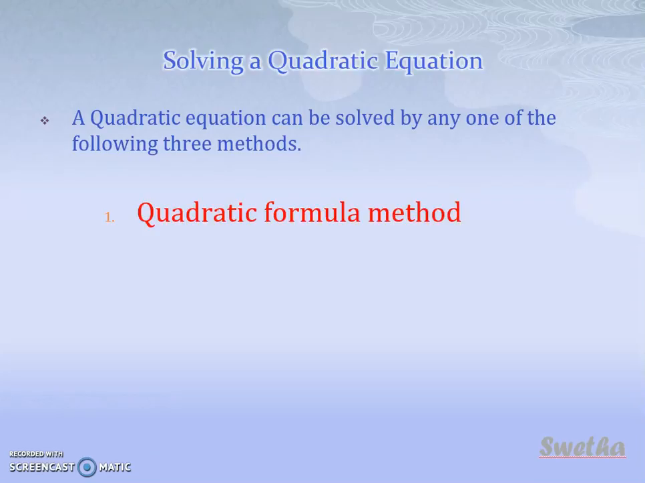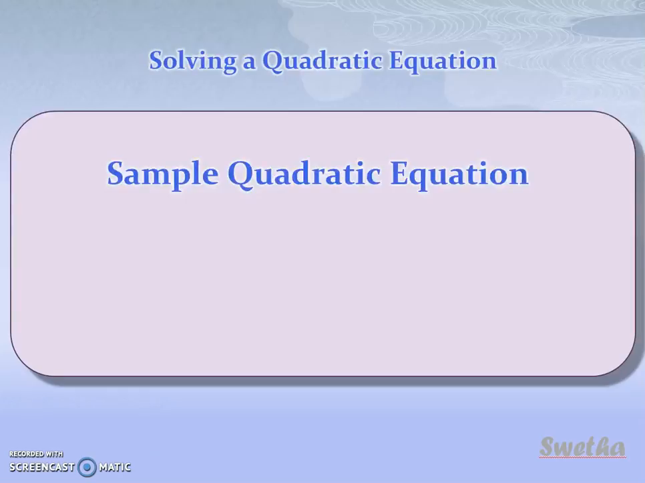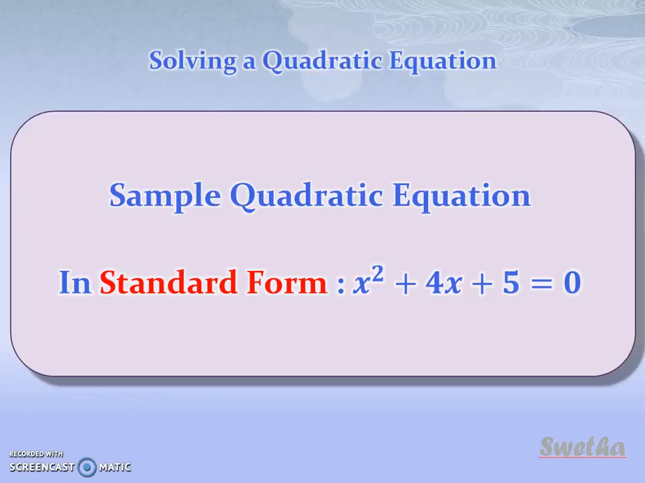A quadratic equation can be solved in any one of these following three methods. It can be the quadratic formula method, the factoring method, or the completing the square method. To solve a quadratic equation, I have gotten a sample quadratic equation. In standard form, it is x squared plus 4x plus 5 is equal to 0.